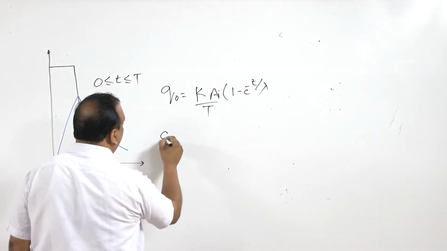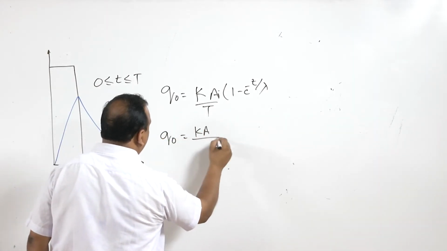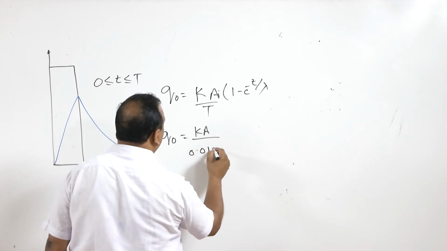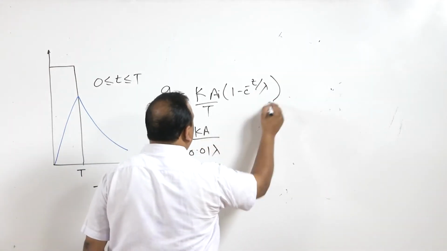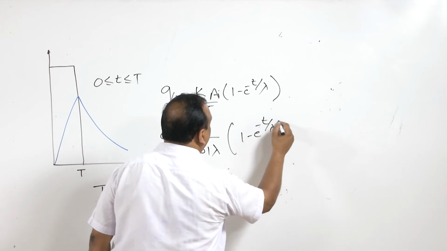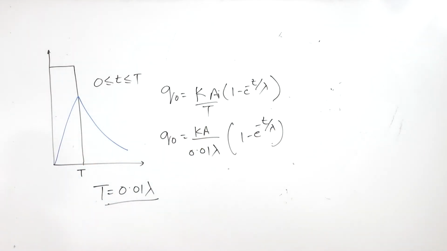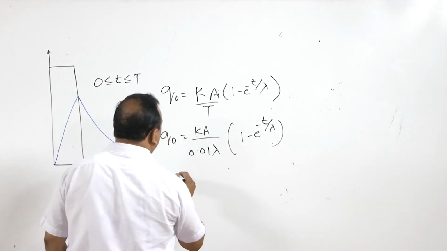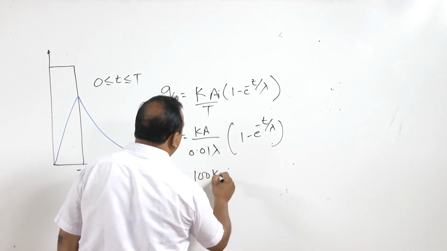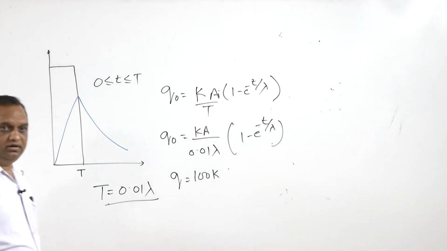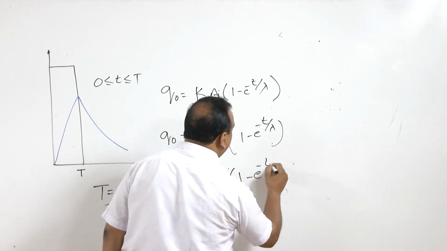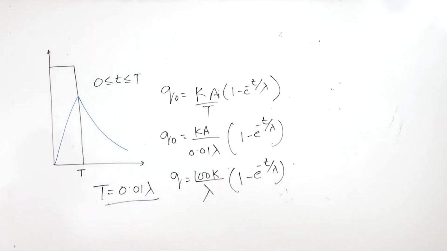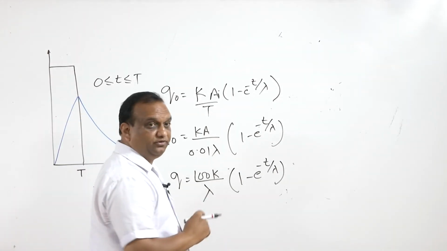So Qo is going to be equal to Ka by 0.01 lambda, and 1 minus e raised to power minus t by lambda. Or we can say that Qo is 100 K, A we can take as 1, divided by lambda, 1 minus e raised to power minus t by lambda. That is one case. Another case is we take the approximate solution.